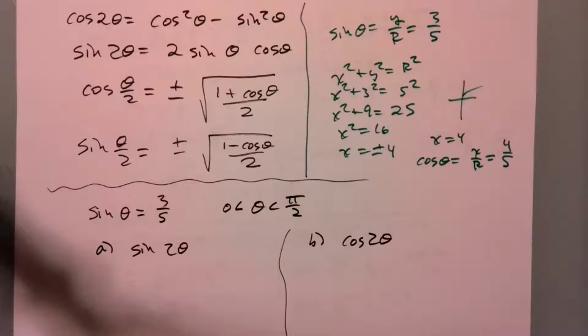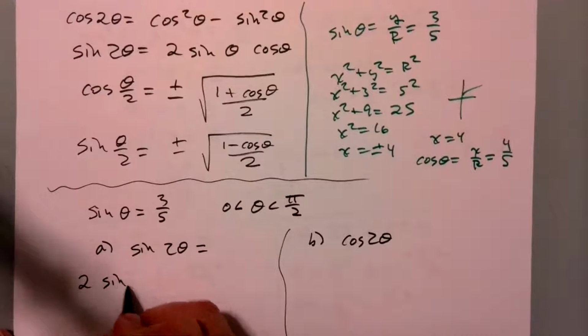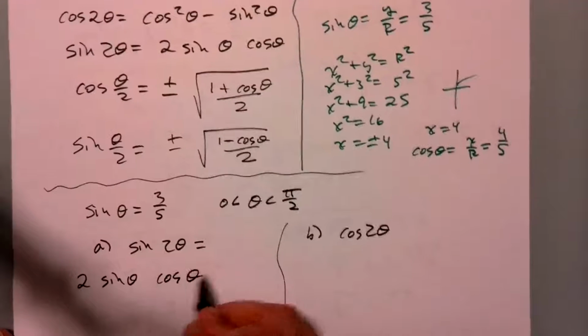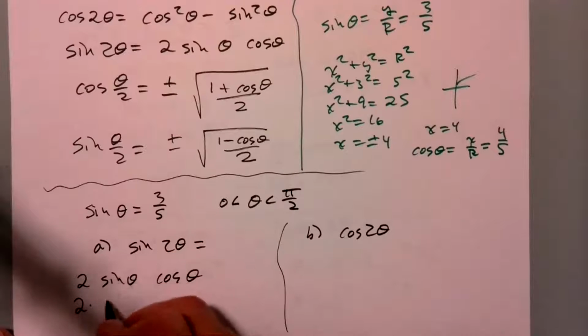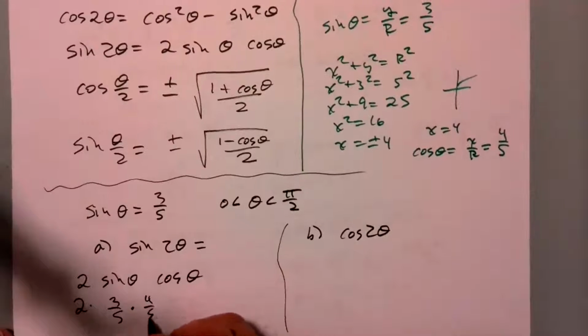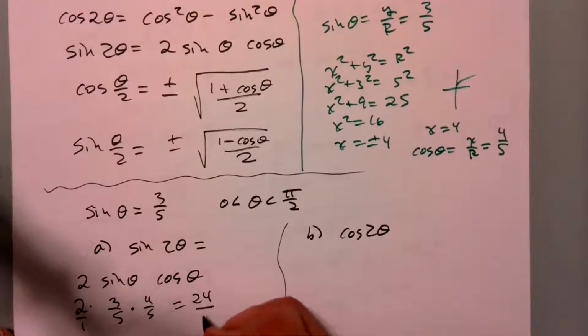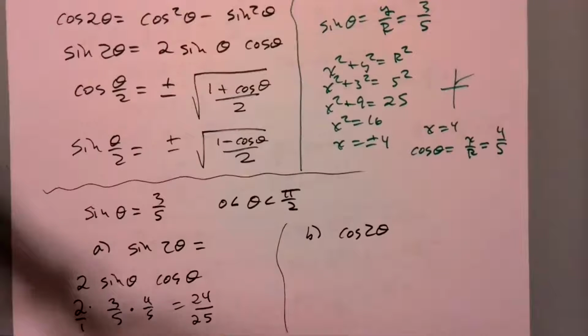All right, Hazem is saying 24/15. Let's see if he's right. Sine of 2 theta is 2 sine theta cos theta. The sine of theta is 3/5. The cos of theta is 4/5. So 4 times 3 is 12 times 2 is 24 over 5 times 5, which is 25. So close. I like the numerator of 24, but again, we just have to be careful with the denominator.